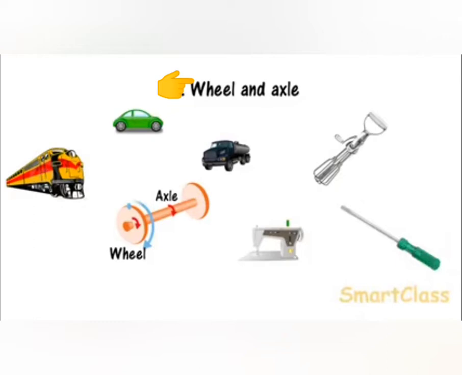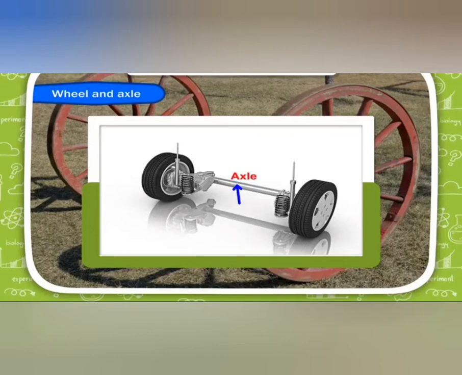This setting of wheel and axle is seen where two wheels are attached with a rod in the middle. This rod or this attachment is called the axle. This axle is attached to a wheel. So this arrangement is called the wheel and axle.